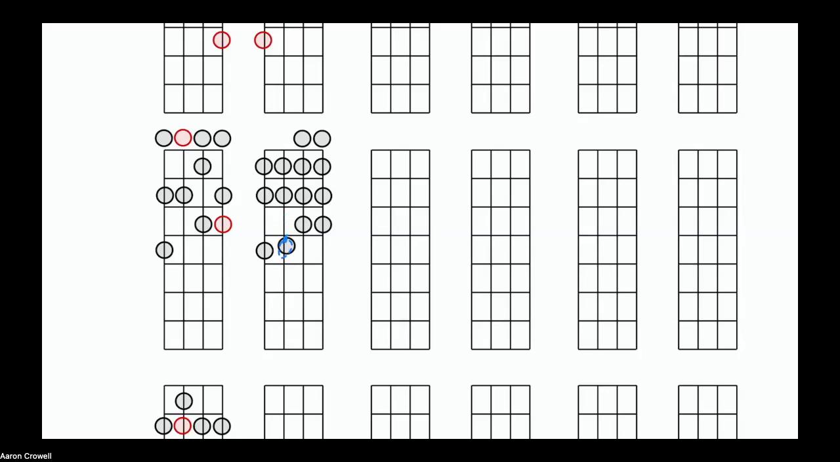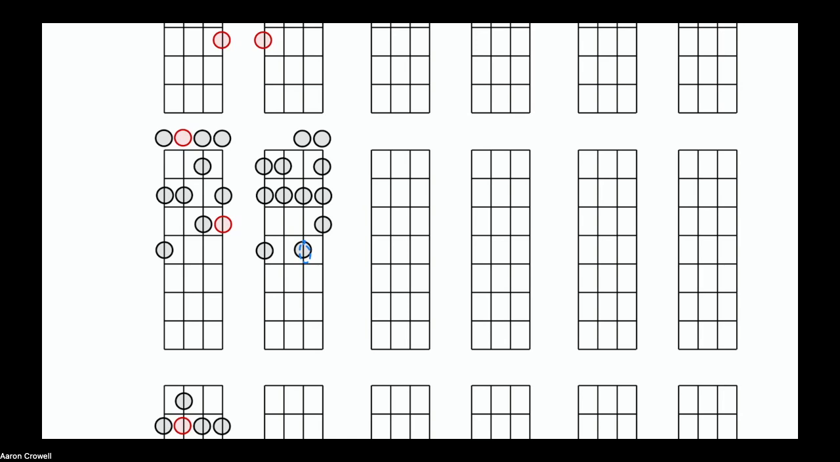Now I could move this over here, but remember on the E string, this is E, so that's the same note. It's redundant. I don't need it. I'm going to get rid of it. Okay, now I have F sharp, so I can get rid of F. And I have G sharp, so I'm going to move this over.